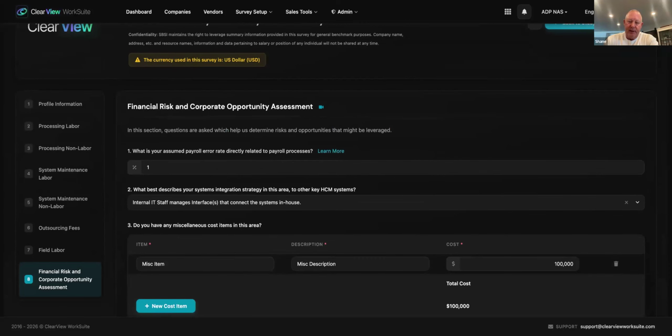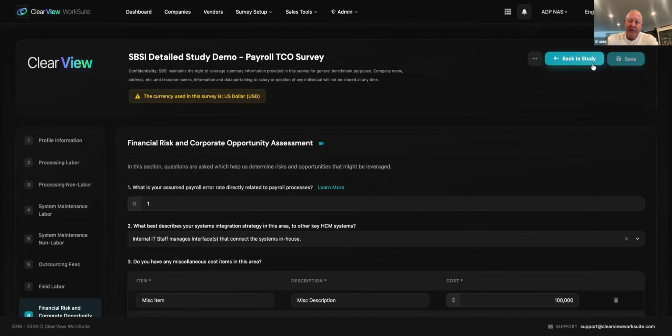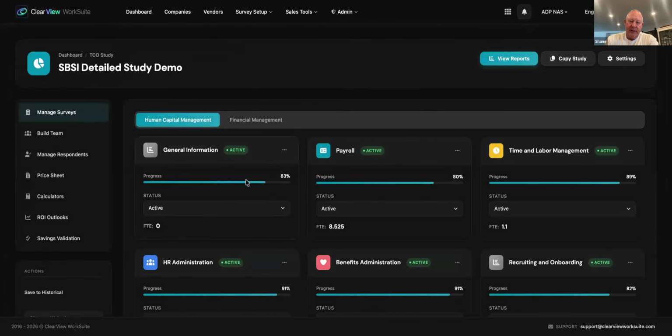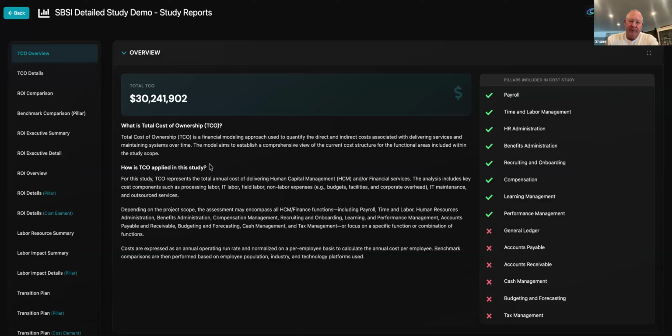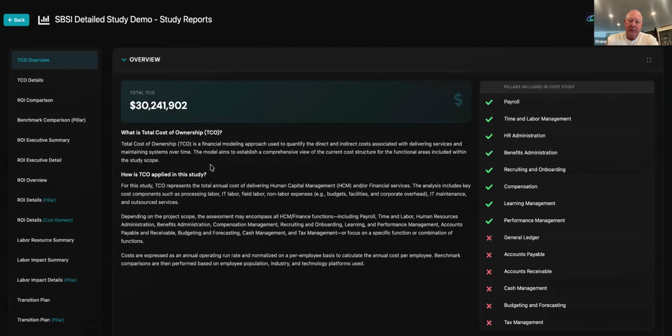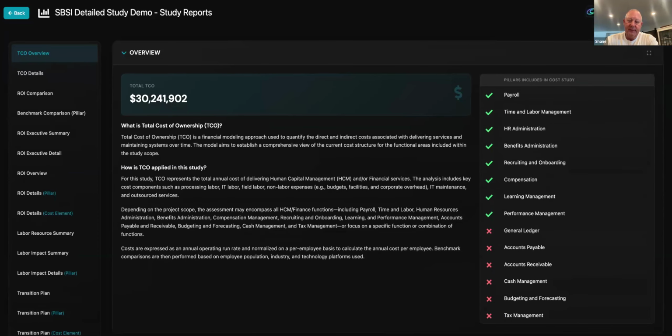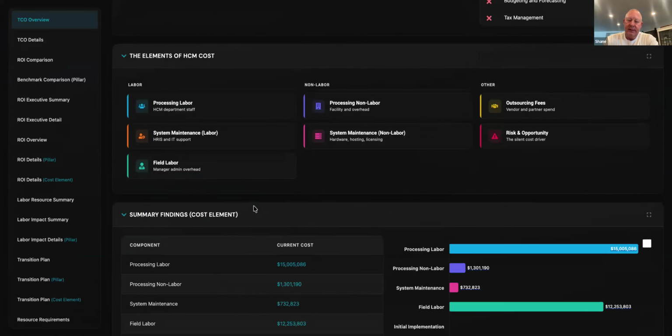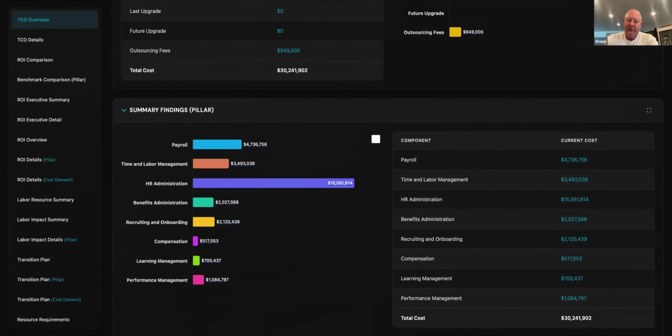So basically the process is they fill out this survey. That survey goes into our database and then automatically creates this total cost of ownership report that tells us what they're spending in these different areas and kind of gives us that in summary.